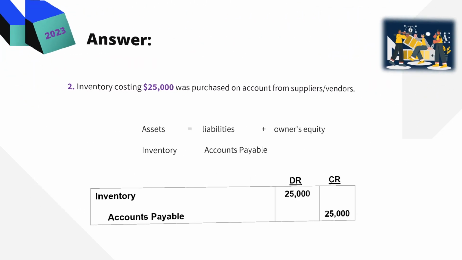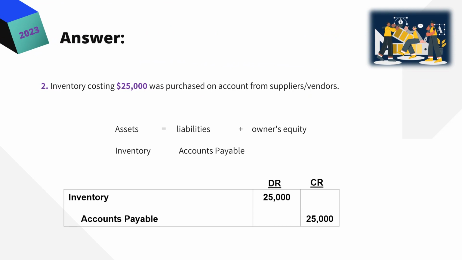Okay, let's look at the second transaction. In this particular transaction, $25,000 of inventory was purchased on account from suppliers, sometimes referred to as vendors. In this particular case, has the company received any assets? Again, looking just at the analysis of the transaction, well, yes, inventory is an asset, and we have received inventory. There's an increase. Increases in assets are shown on the left or debit side.